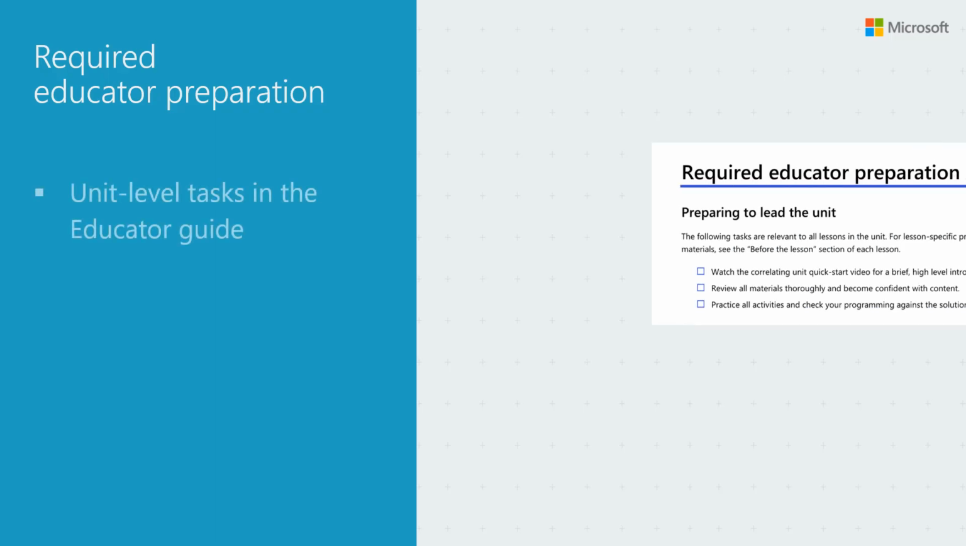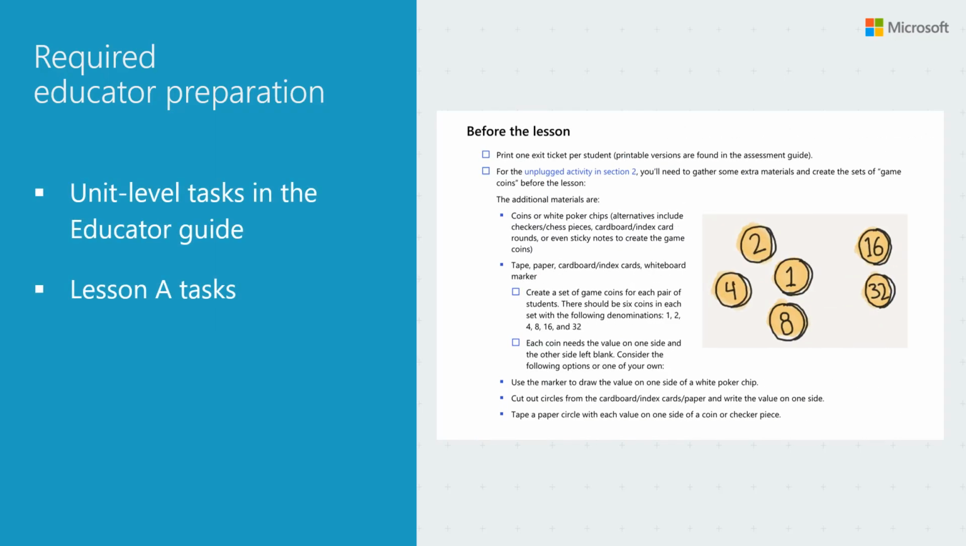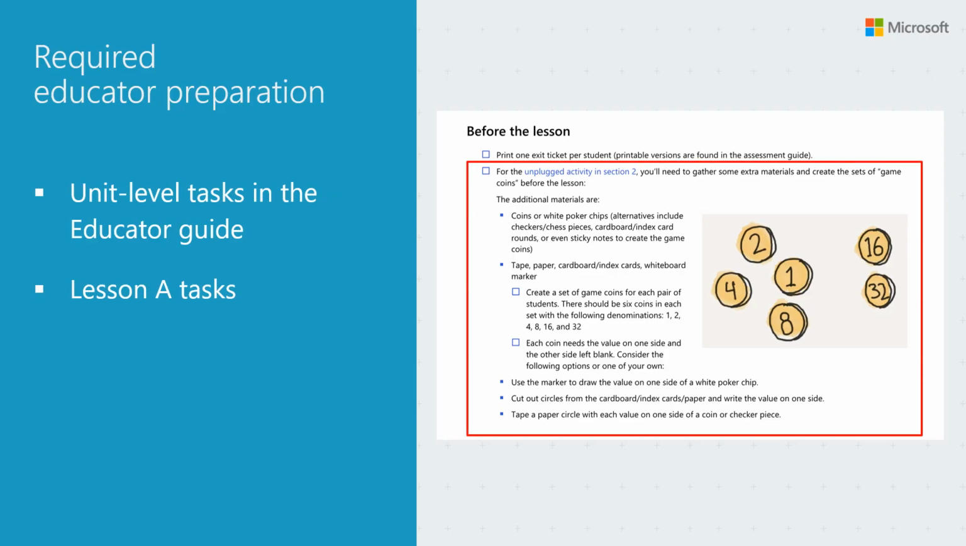Now, your preparation includes the usual steps at the unit level. For the unplugged activity in Lesson A, you'll need to create game coins in advance. Now, the additional materials are listed, as well as some simple alternatives. It could be as simple as using sticky notes, for example.